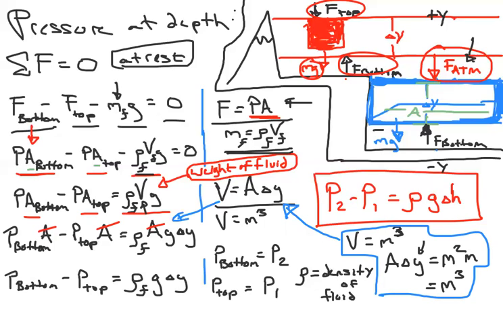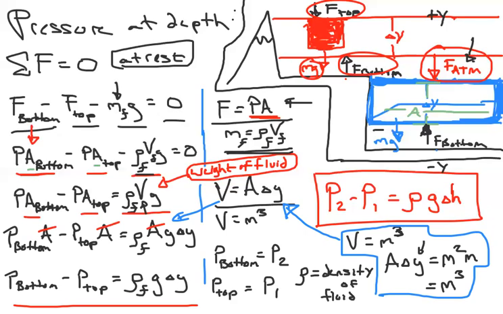Which then allows me to make that exchange. And then what I'm able to do is, all those areas are essentially the same, right? The surface area that the atmosphere is pushing on the fluid, and the surface area that the bottom of the ocean is pushing on, those are all the same area, so they can cancel. And I end up with this wonderful equation that relates the pressures at the top and at the bottom of the ocean, or of a fluid, to the depth at which we're at, right?